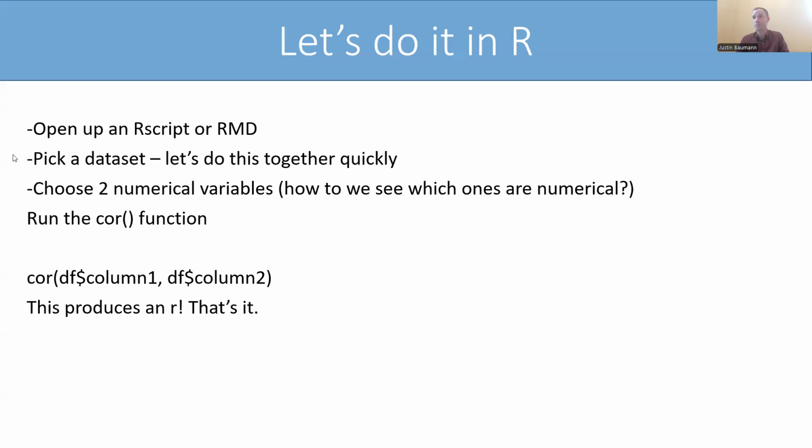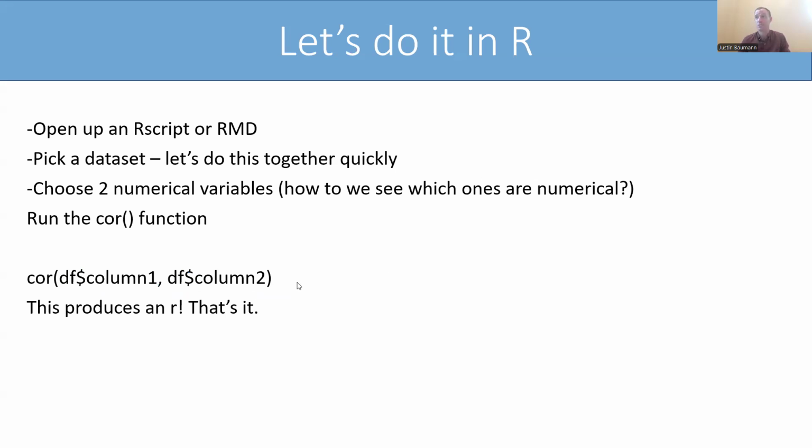So cor is really easy. You'll just say cor. I want to know the correlation of whatever the name of the data frame is, $ sign, the name of column number one, comma, the name of the data frame, $ sign, column number two, right? So you're just telling it, look in this data frame for these two columns, do my correlation. It produces an r. That is it. That is all it does. Really, really easy to get a correlation in R. Really, really easy to get an R squared as well.